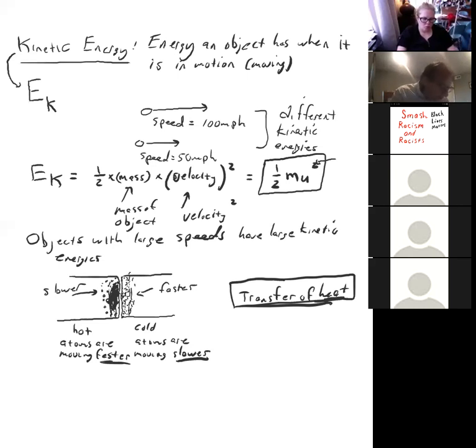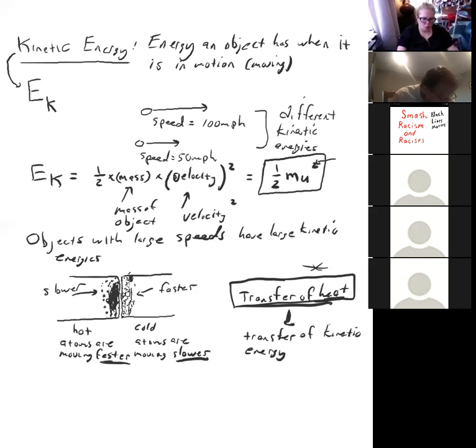Okay, so here's our idea of what heat is then. When we say something is heat, what we mean is the faster objects have collided with the slower objects and transferred kinetic energy to those slower objects. So when we say transfer of heat, really what we mean is a transfer of kinetic energy.